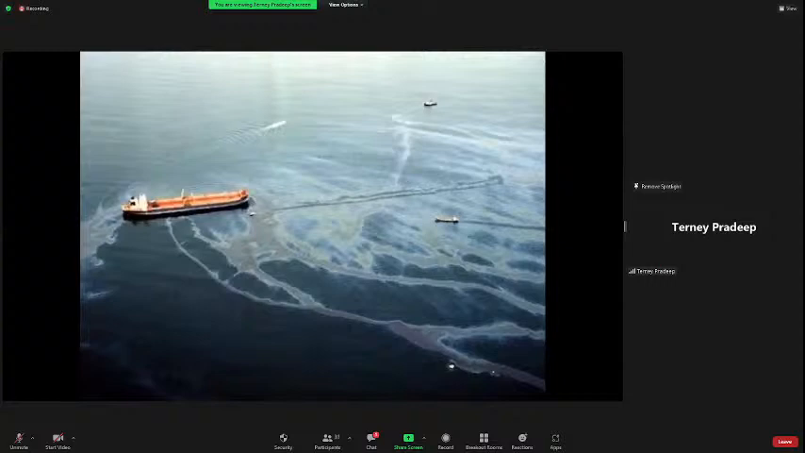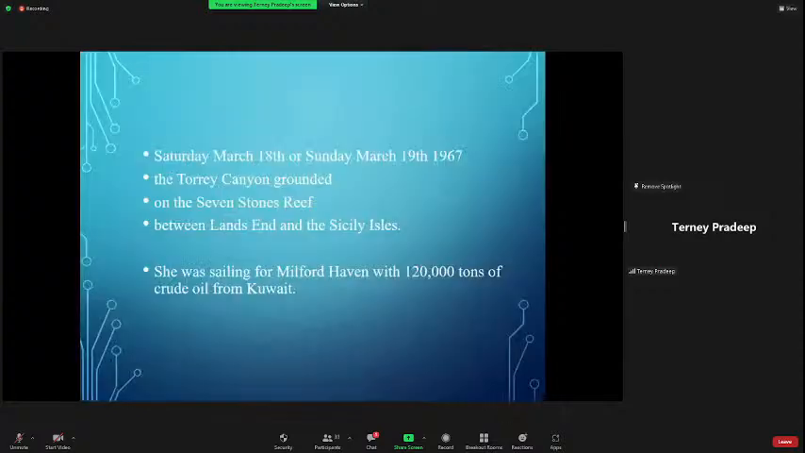Large oil spills happened in the 1960s and 70s, right? So if you go here, this is the first one. In 1967, in the English Channel, there's a sea passage between England and France. That's called the English Channel. One ship called Torrey Canyon was grounded with 120,000 tons of crude oil. You will see it here.